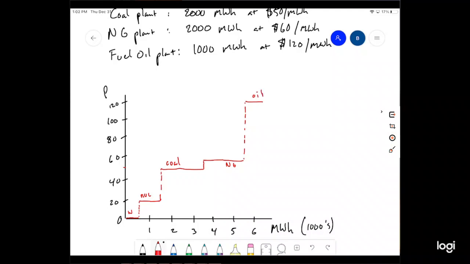So this is what we would call a merit curve, or an aggregate supply function. So it's who's going to be dispatched, who's willing to supply at the lowest price. So this is our aggregate supply function for this particular market.